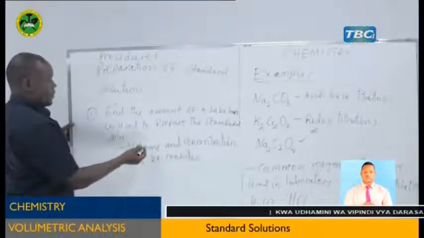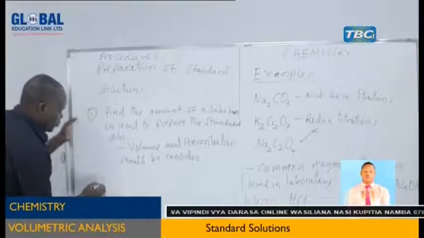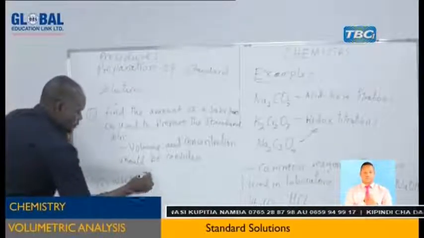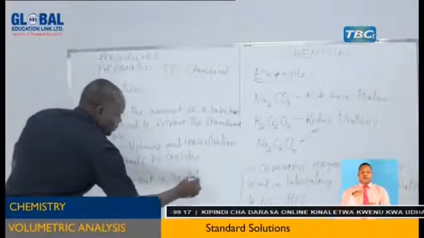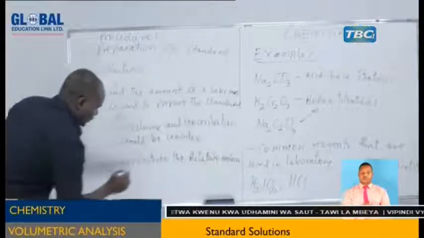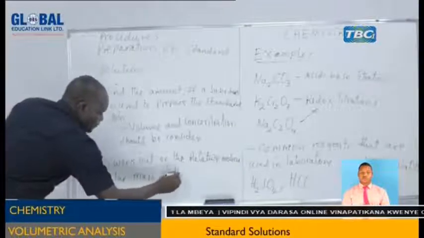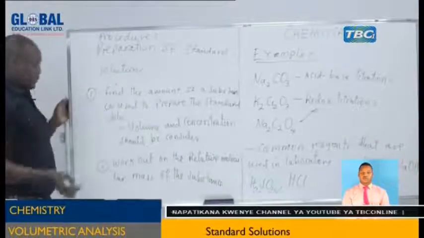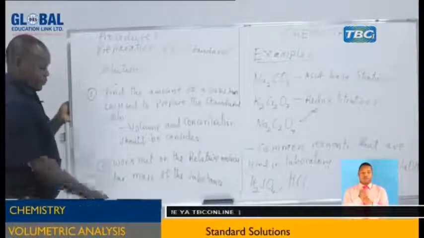So after finding out the amount of a substance, then you have to work out the relative molecular mass of the substance. Now you may ask yourself, why work on the molecular mass of a substance?